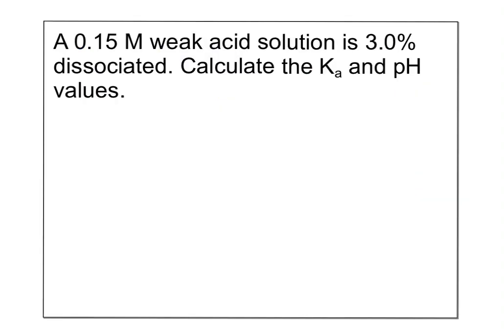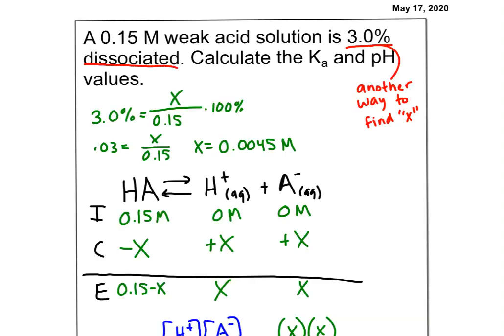All right, a 0.15 molar weak acid solution is 3% dissociated. Calculate the Ka and pH values. So let's look at this problem. Remember, if they don't give us Ka, they have to give us other ways to find X. So when they tell you the percent dissociation, that's a helpful way to find X. So let's actually figure out what X is.